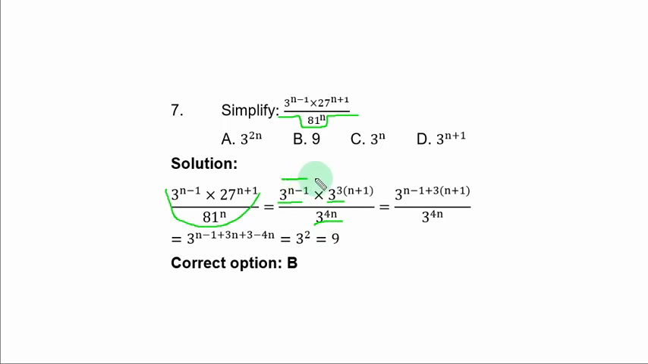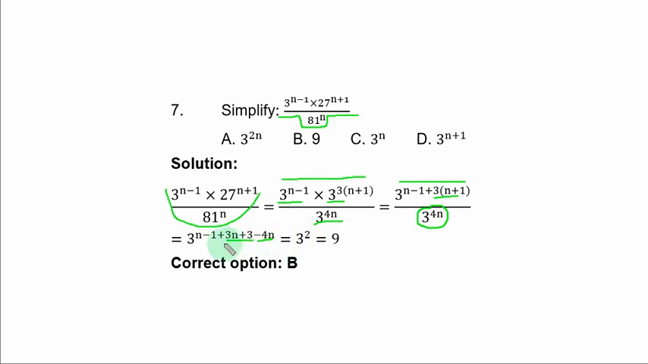Here we apply law of multiplication of the same bases and you add the powers. So the powers are being added. If you open this bracket here, you have 3 power n minus 1 plus 3n plus 3. This is where it stops first, and division implies subtraction of powers. So you subtract 4n from it.